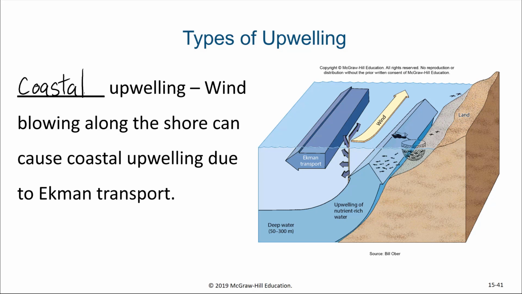When winds are blowing parallel to the coast, that causes a net movement of water known as Ekman transport, and the displaced water will be replaced by deep water, and that deep water brings with it many nutrients.